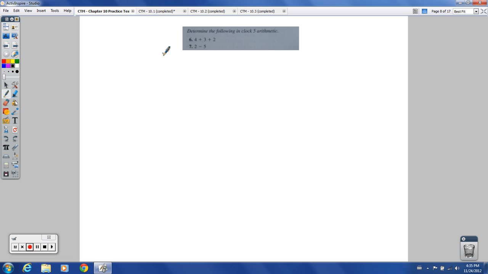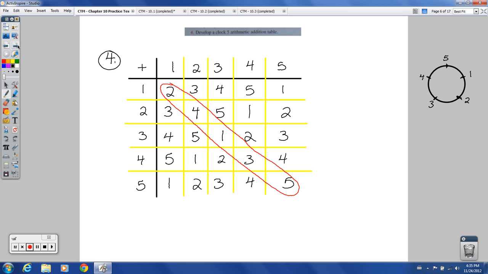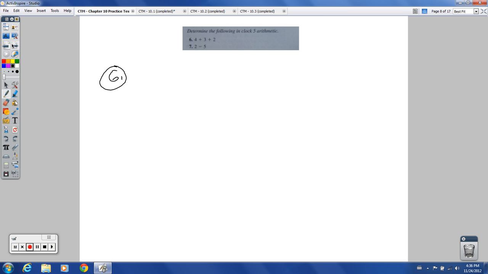So let's move on to number 6 and number 7. Determine the following in clock 5 arithmetic. So I'm going to refer back to my table here still, and think of it that way. So 4 plus 3 plus 2. Just doing my addition from left to right as I would in base 10 arithmetic like we're used to.